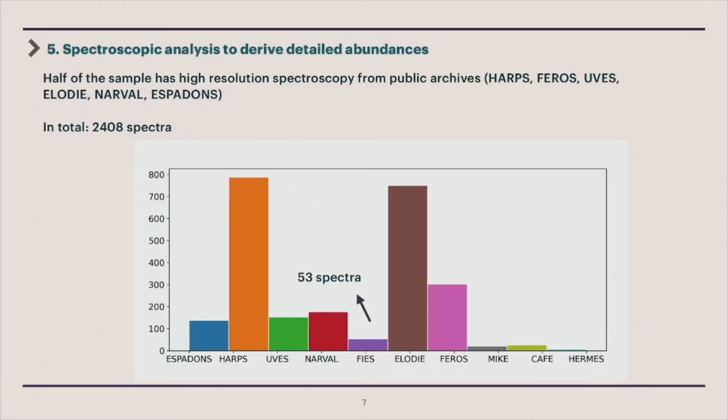But how did FIES take part in this work, and why is it important to have the possibility of observing these stars with FIES? Half of this sample has high-resolution spectroscopy from public archives. Therefore, we can query spectra from HARPS, FEROS, UVES, and all the other instruments that you can see here in the histogram. Among all these spectra, we have 53 that come from FIES.